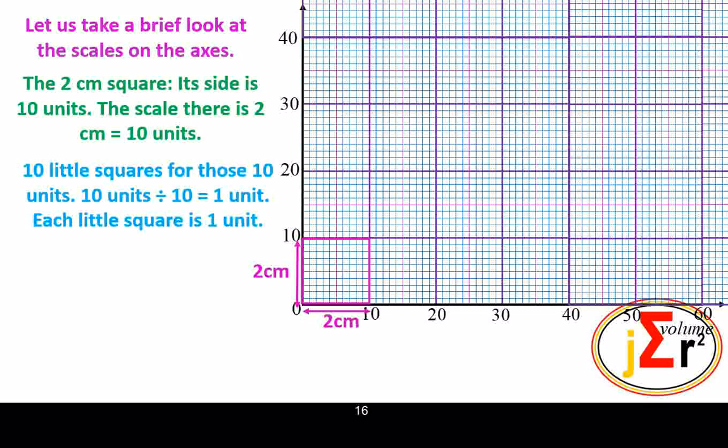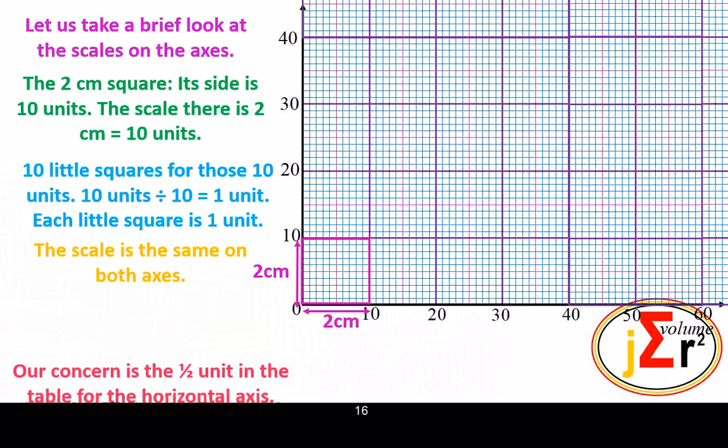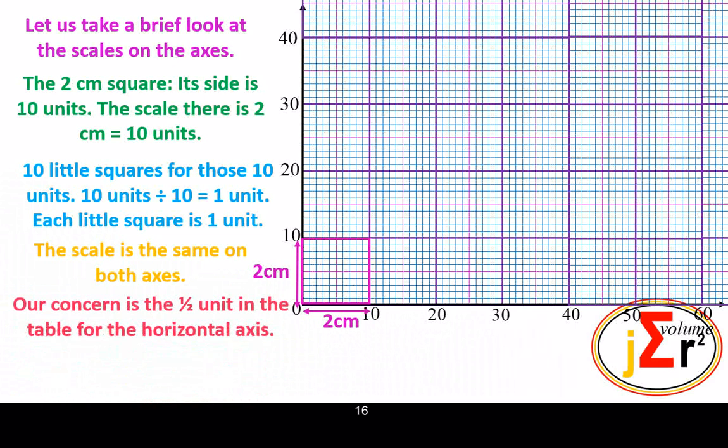It is the same on the horizontal axis. The scale is the same on the horizontal axis, so we just say that the scale is the same on both axes. Our concern at the moment is half of a unit. Not only its calculation on how it is related to the graph with the presentation, but can we actually represent half of a unit on the grid? Can we represent half of a unit on the grid?